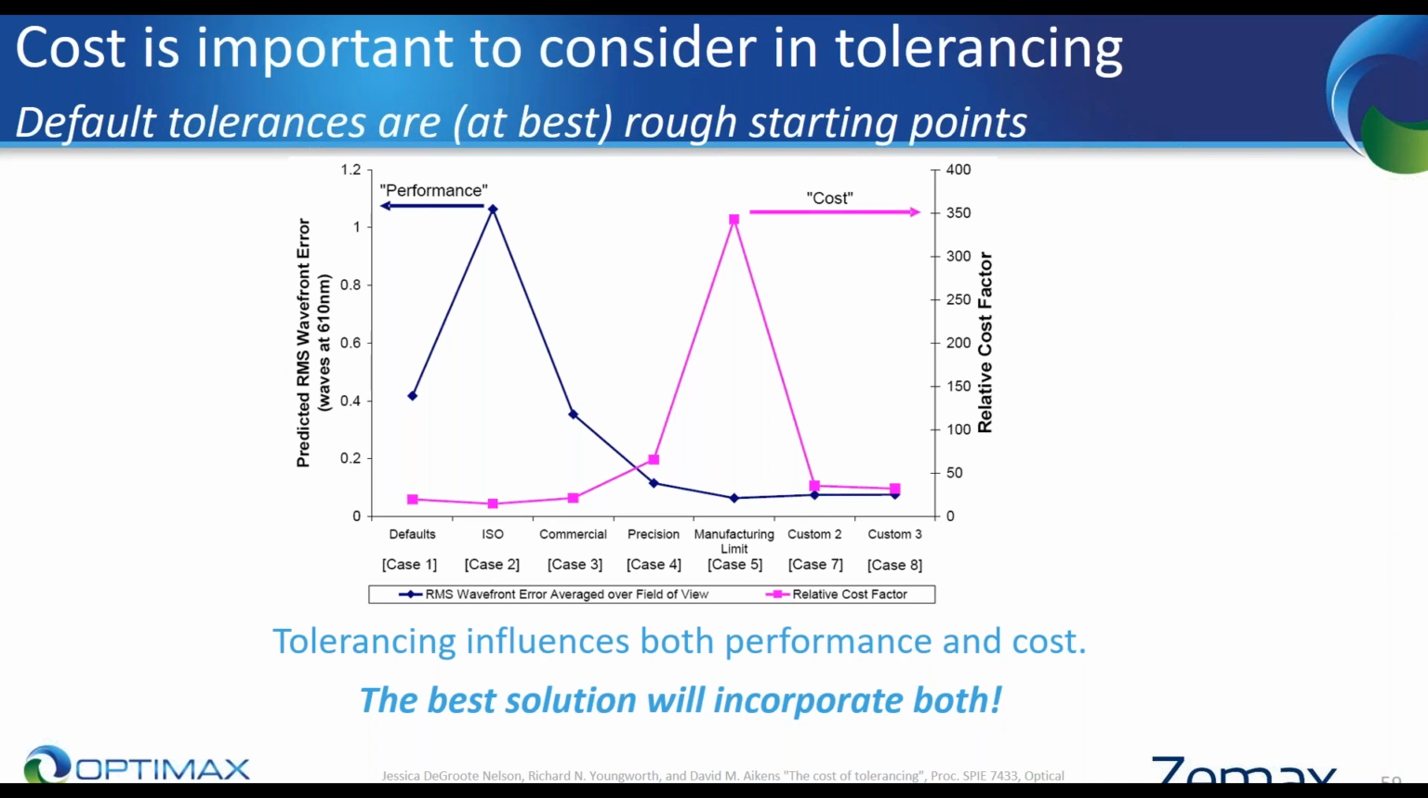And the Custom 2 and the Custom 3, where Dave and Rich were going through and doing some tolerancing analysis based on their experience, and also looking at the cost functions, found that the best solution incorporates both performance and cost. So it's something to definitely consider with tolerancing. Tolerancing does involve trade-offs.